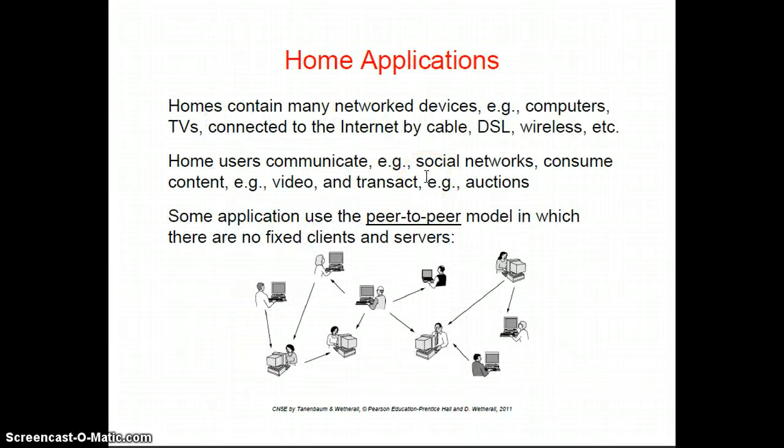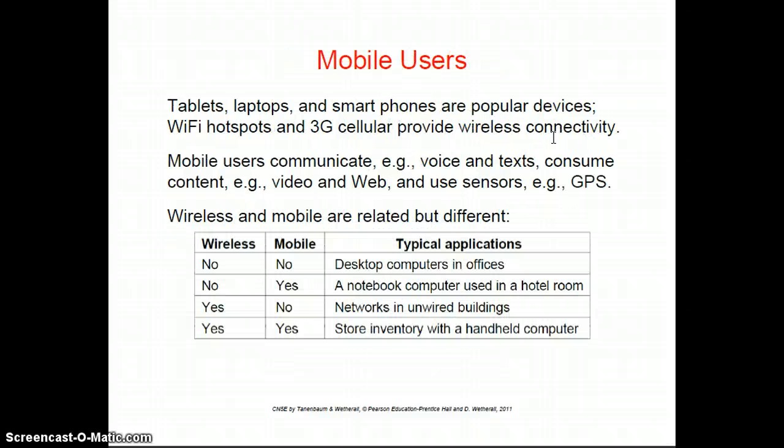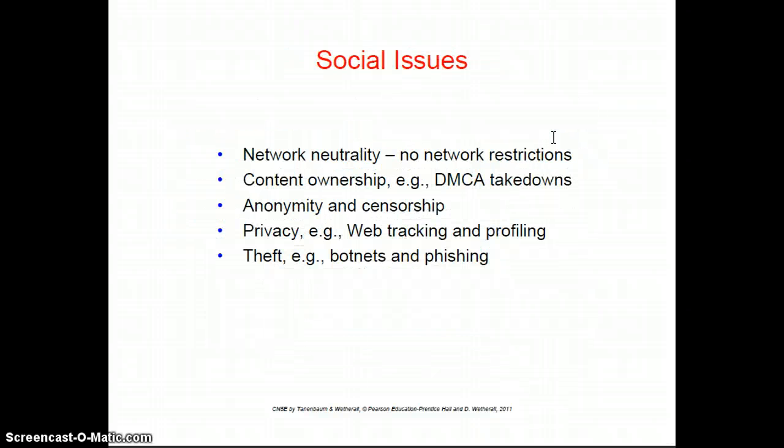Another application is home application. It means that a home contains many network devices, for example, a computer, or a TV connected to the internet by cable, what we call cable TV, DSL, which is digital subscriber line, or wireless communication. The second use of the network is home application. Then there is mobile use, and social use, meaning you are using the computer network for social networks right now, like Facebook, Twitter, or different social networks.